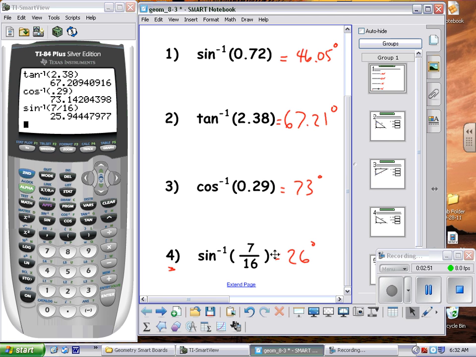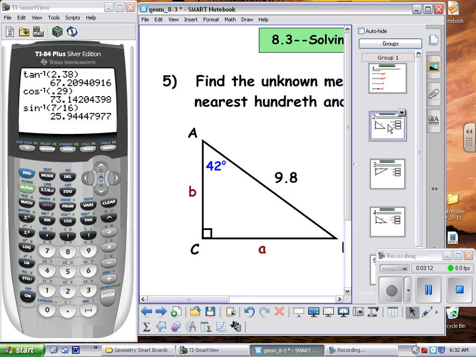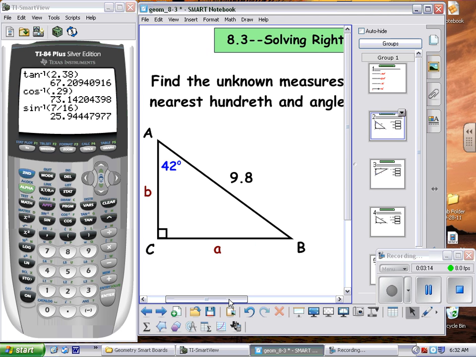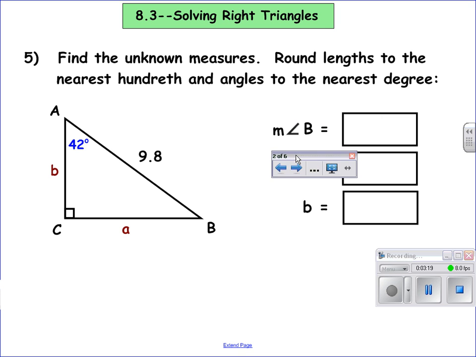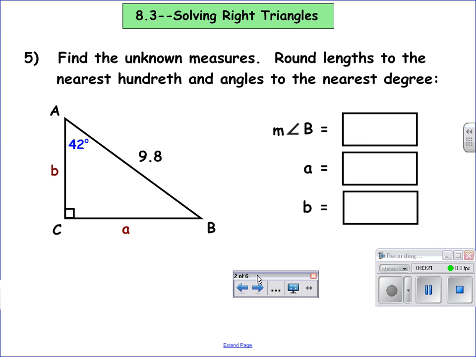Now that actual skill is very easy. What's going to be difficult for us is to decide whether we want to use SOHCAHTOA or we want to use inverse sine. And the golden rule for you is if I want an angle, I should be using an inverse. And if you want a side, you're going to be using SOHCAHTOA. Okay? So let's go ahead and fill this right triangle in, and let's make this big for a second so you can see it. Round lengths to the nearest hundredths and angles to the nearest degree.